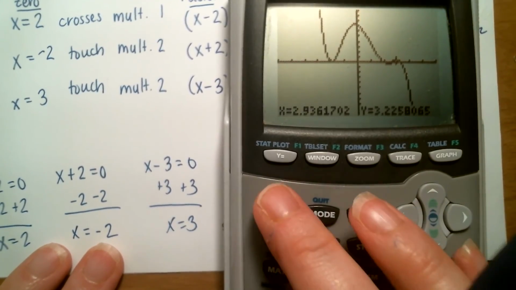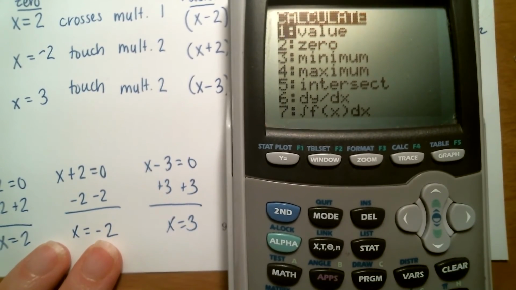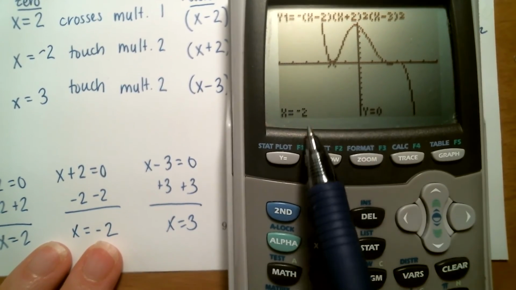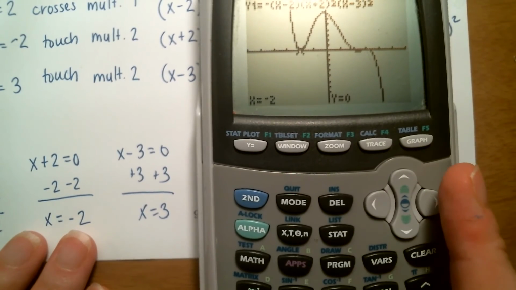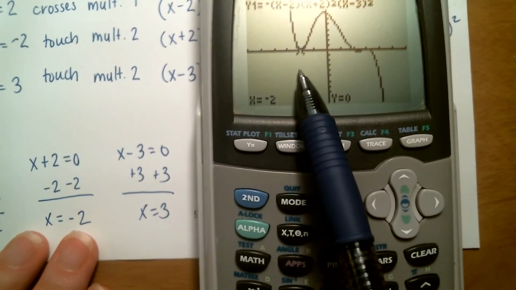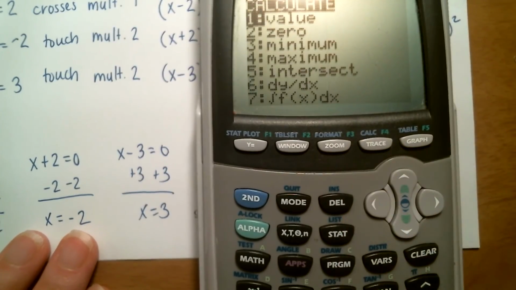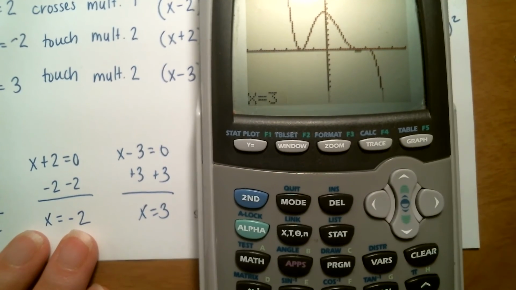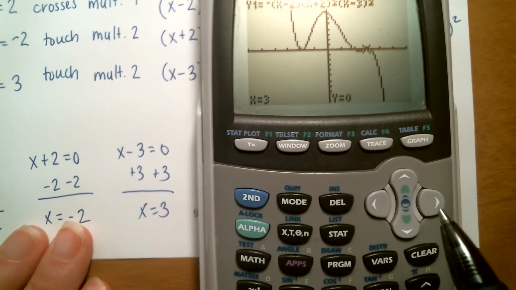Let's check the other x-intercept. So the next one was at negative 2. So I'm going to calculate the value at negative 2. It's going to highlight the point, give you the coordinates, negative 2, 0. So this is indeed another x-intercept, and you are touching there. So that's great. And then the last x-intercept is at 3. So second, hit 1, calculate the value at 3. It's going to highlight the point, 3, 0. So that is an x-intercept.